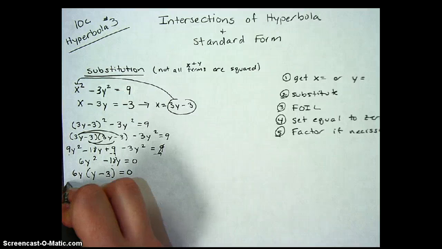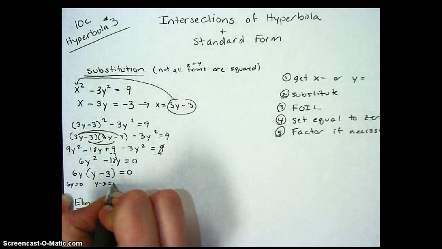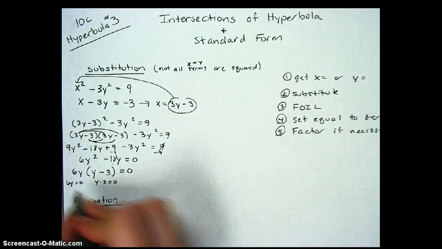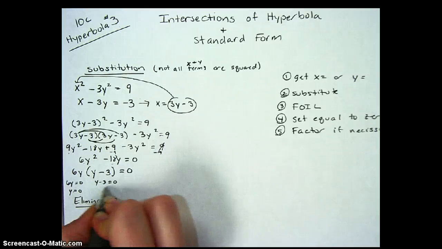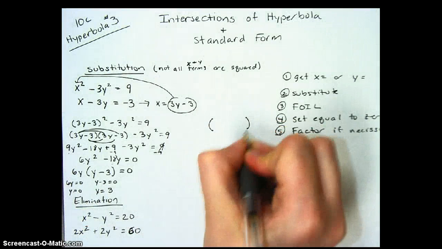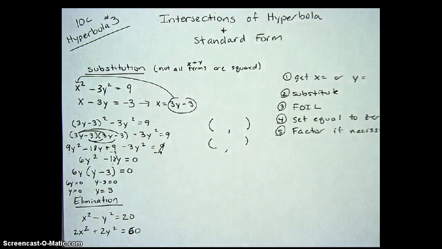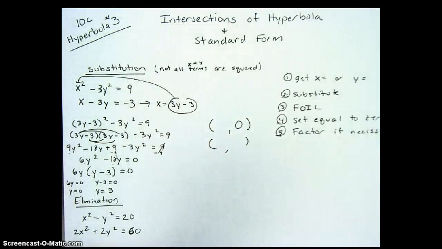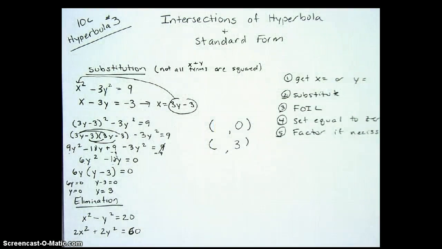So we're going to set each factor equal to 0. 6y equals 0, y minus 3 equals 0 in order to get our solutions. Here, if we divide both sides by 6, we get y to equal 0. If we add 3, we get y to equal 3. So again, we're looking at intersection points. So these are telling me the y values of my coordinates. So one coordinate has a y value of 0, the other has a y value of 3.